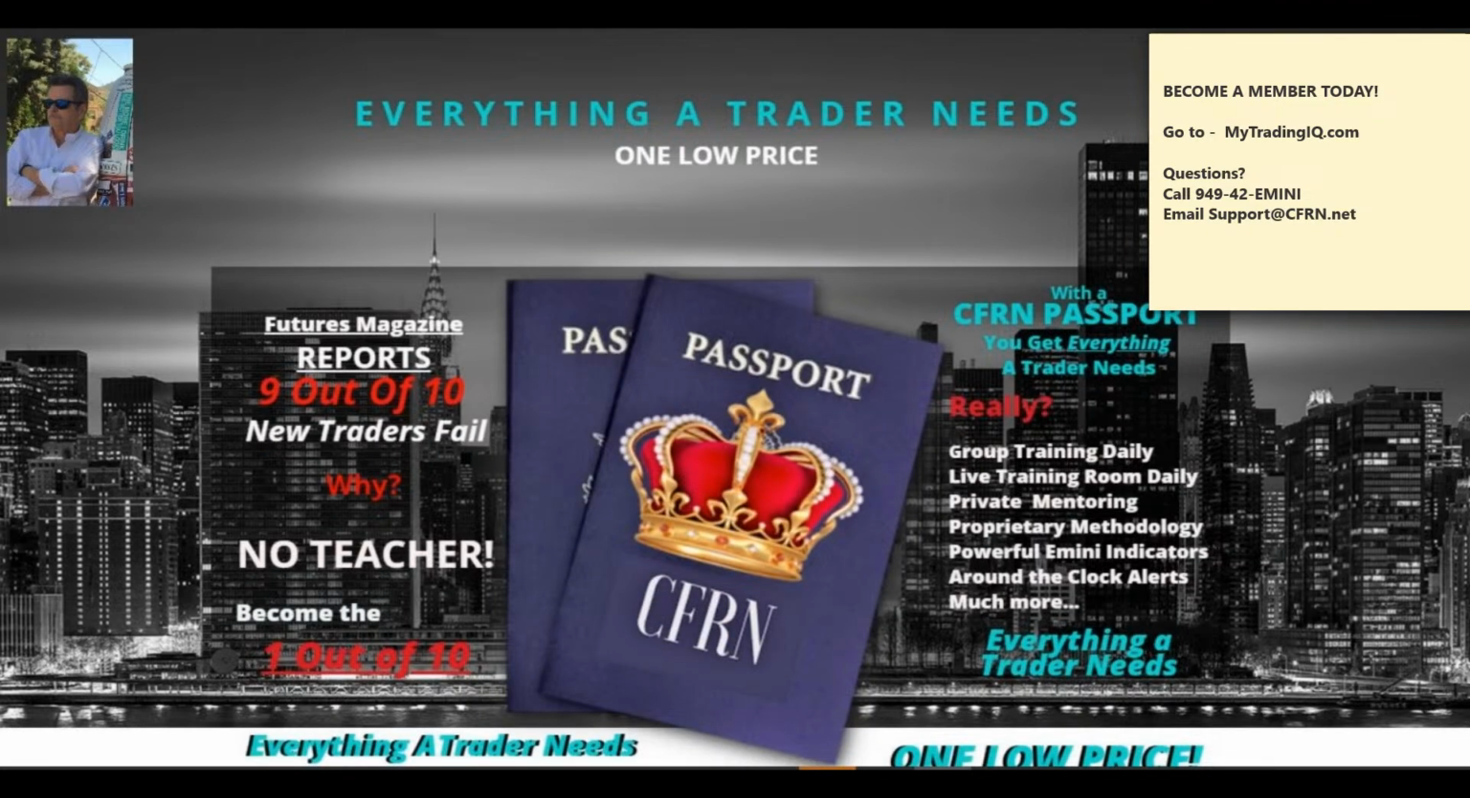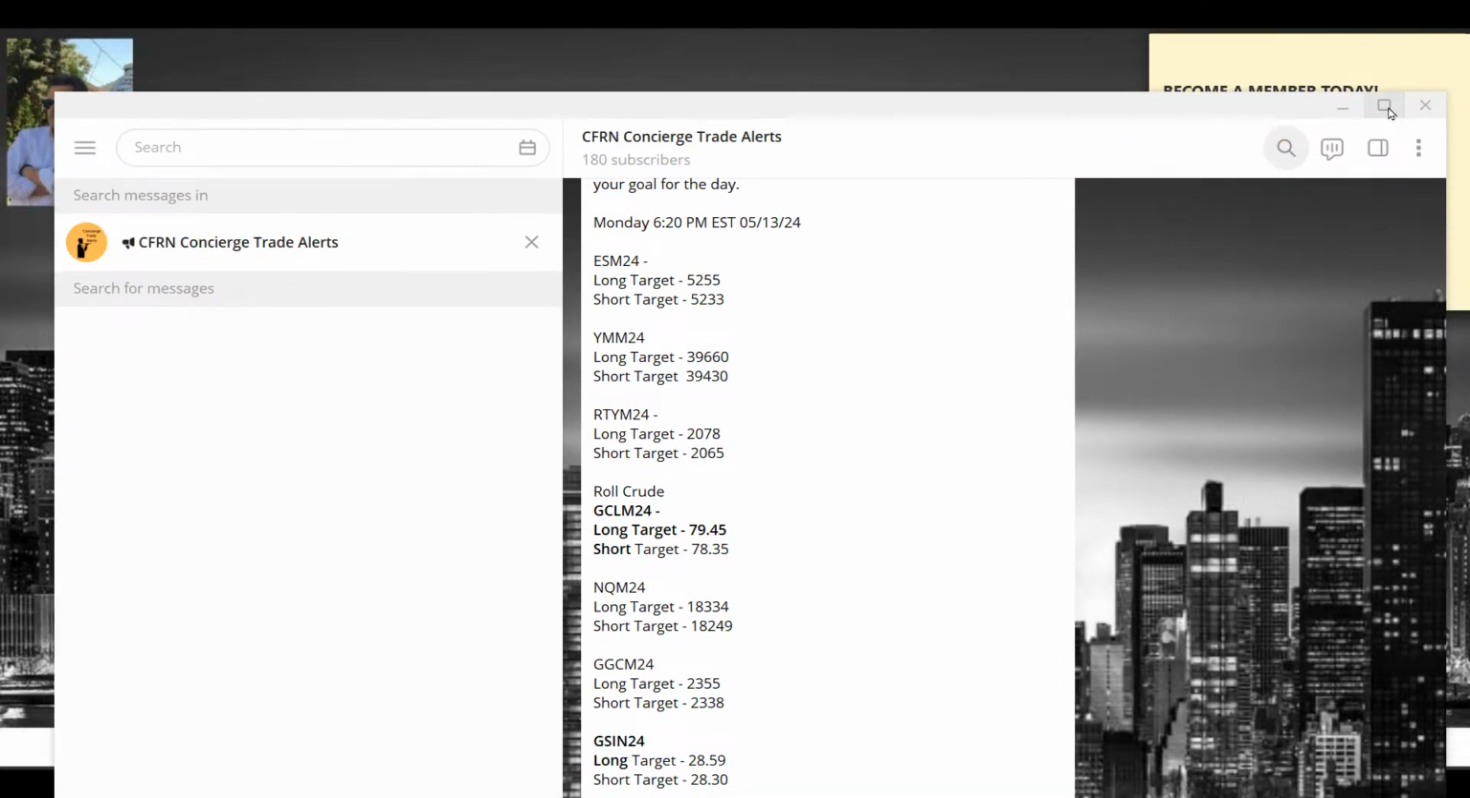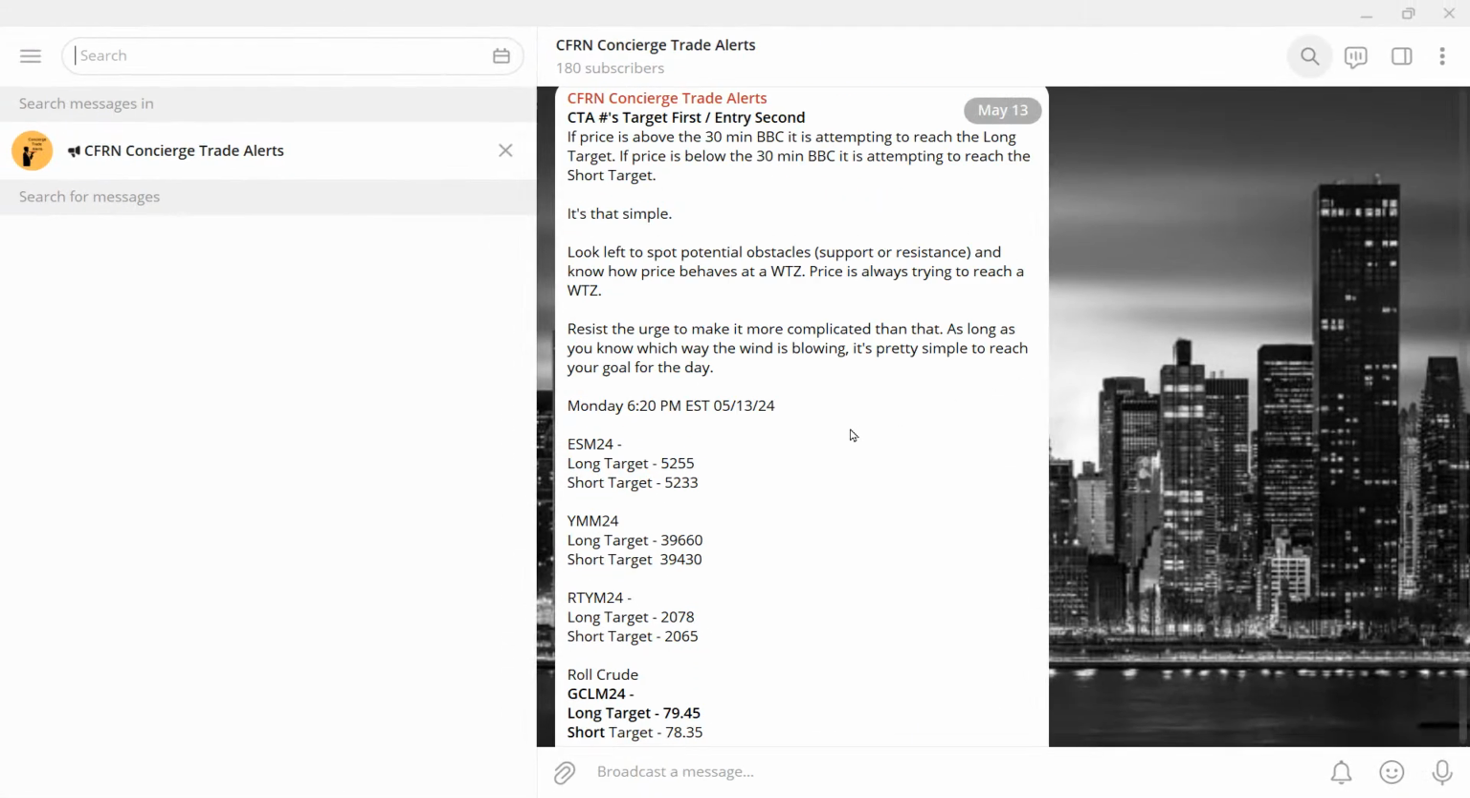Now, long before we had Logic 247, we had our original alert service, the concierge trade alerts. And they're a little bit different in a couple different ways. With the Logic alerts, you get an initial entry price, then an initial target, followed by additional targets, and then a final trade to target.